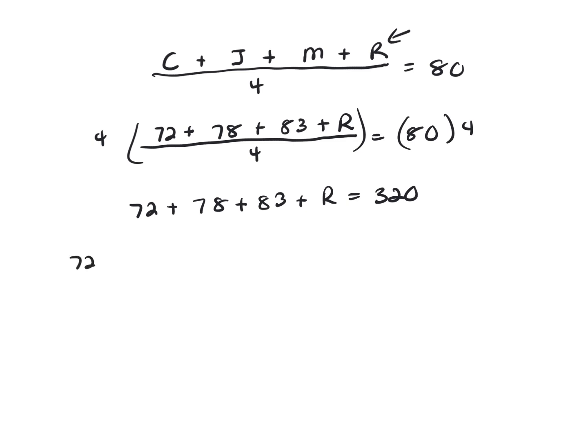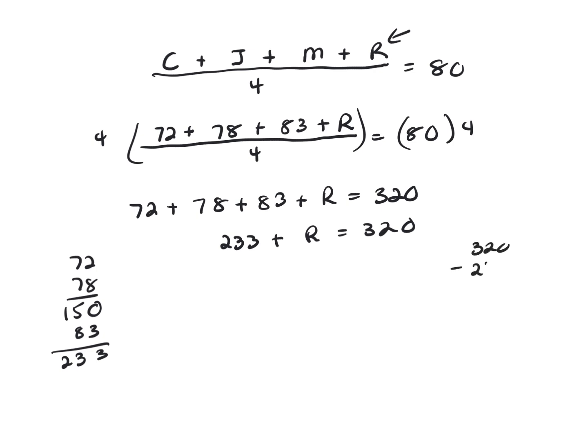And then 72 plus 78, that's 150. And then 83 would be 3, 8, 9, 10, 11, 13, and that would be 233 plus R equals 320. And then let's do 320 minus 233. Borrow 1, that's going to be 3 from 10 is 7. Borrow again, and that's going to be 8.